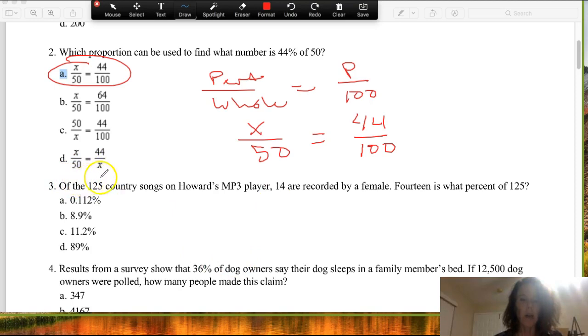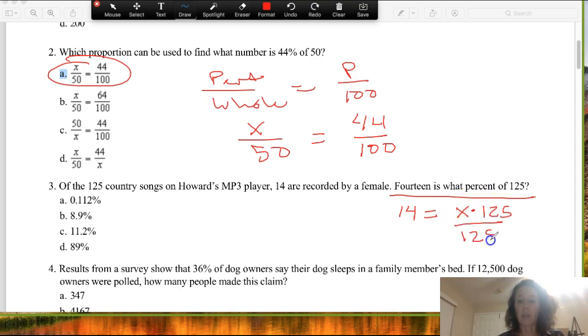All right, on to 3. Of the 125 country songs on Howard's MP3 player, 14 are recorded by a female. 14 is what percent of 125? So if I wrote this as a percent equation, I would say 14 is what percent, so I'm going to put an X, of means multiply, 125. Now I just solve for X. The opposite of multiply is divide, so I divide both sides by 125. That cancels, and I'm left with X equals 14 divided by 125. So I'm going to go 14 and divide it by 125.